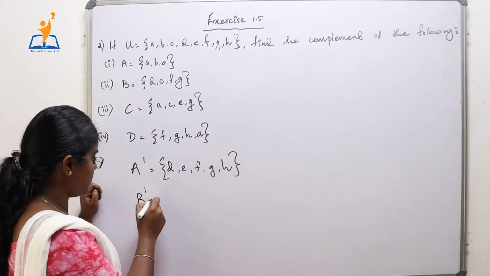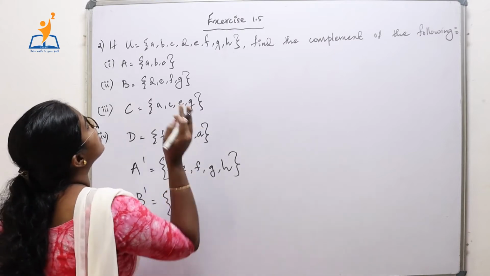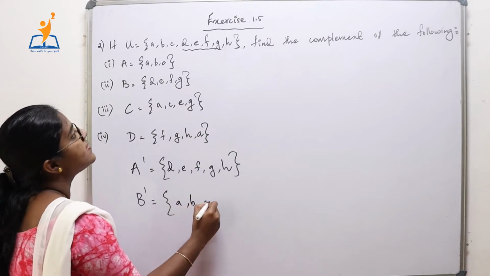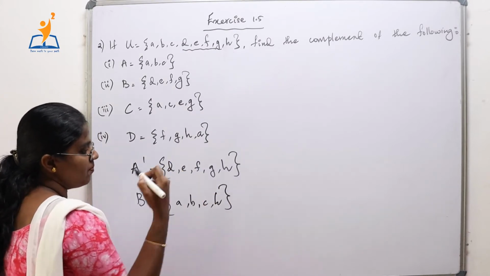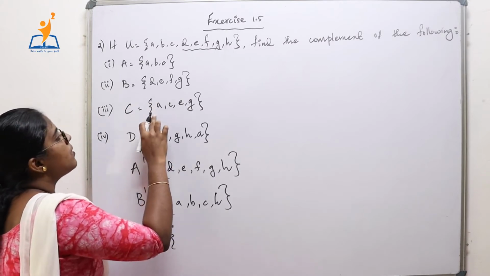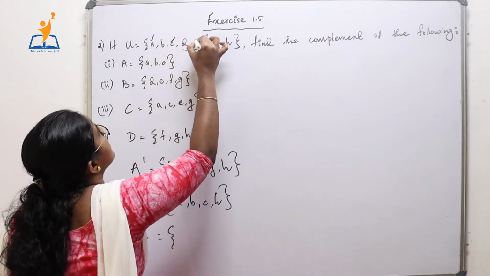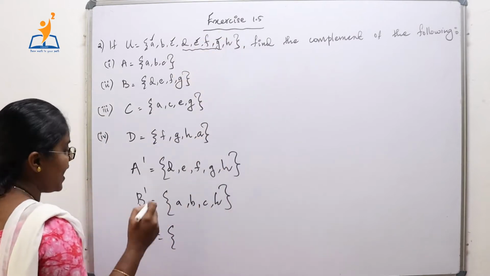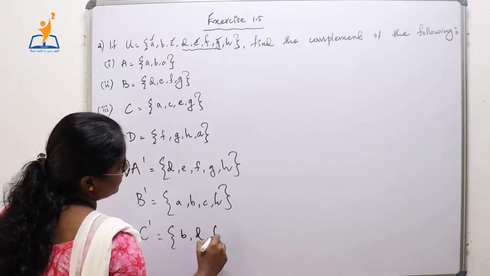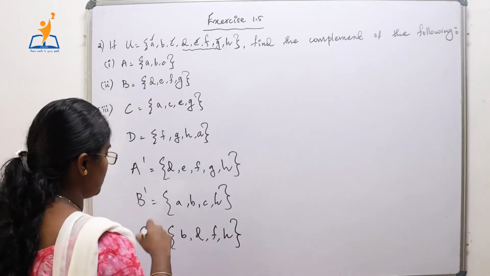Now we want to find B complement. So we want to delete these elements D, E, F and G from the universal set. Except them we have A, B, C and H in B complement. Now we want C complement. For finding C complement we want to delete A, C, E and G. A, C, E and G should be deleted, and except them we have B, D, F and H, B, D, F and H for C complement.